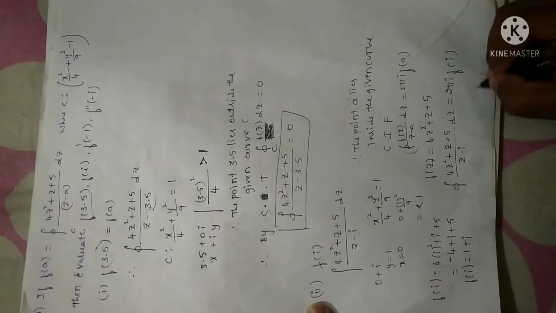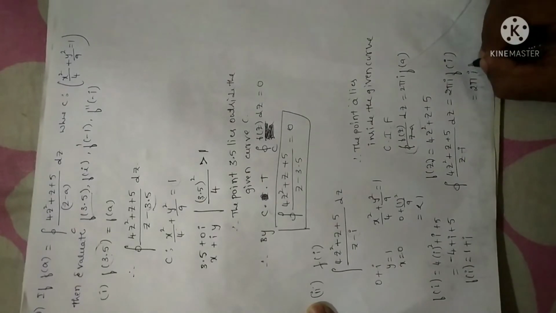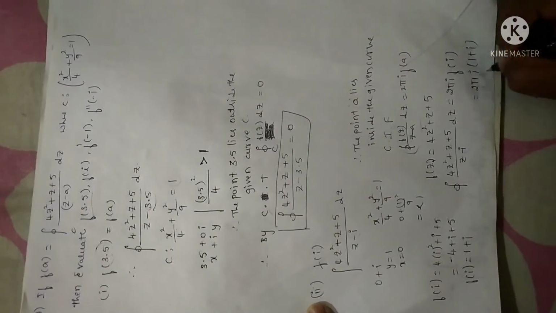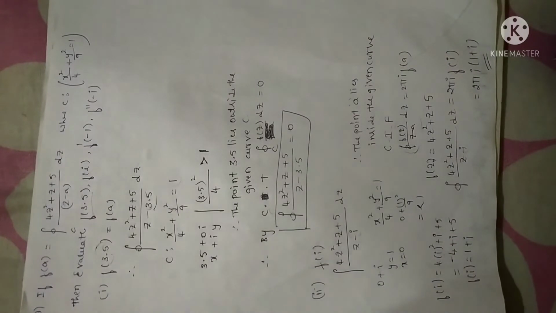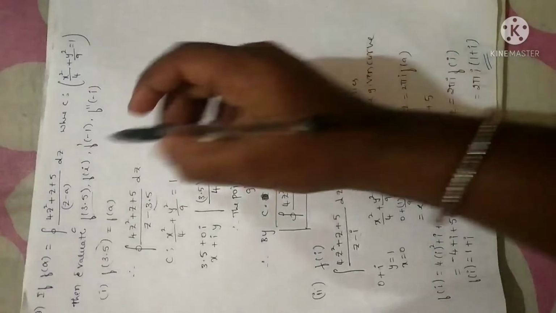So let me replace here. It is 2 pi i into 1 plus i. So this is the required solution for the second one. Hope it is clear. Now similarly, let me solve the third one.